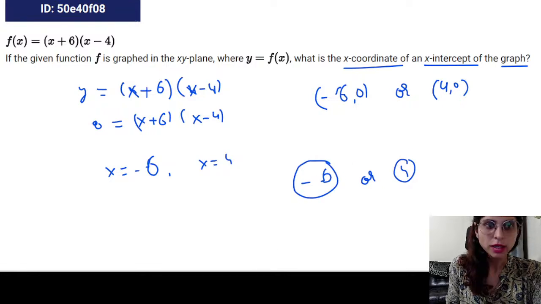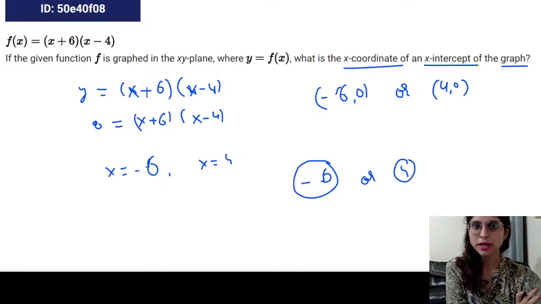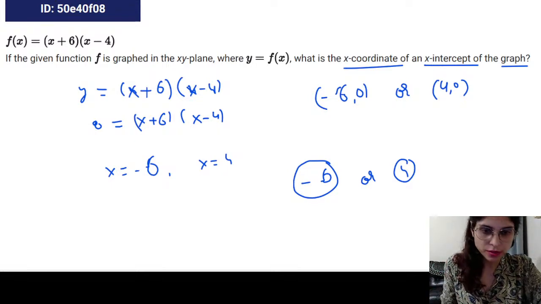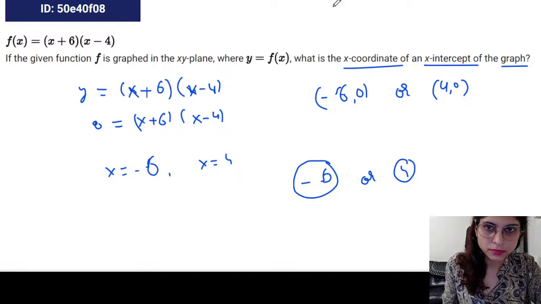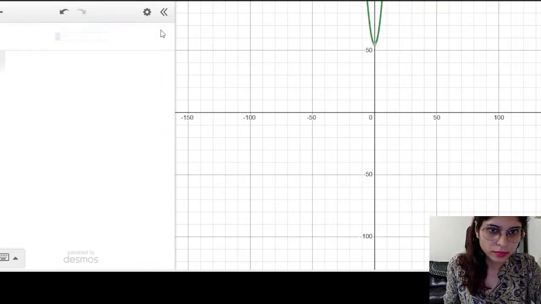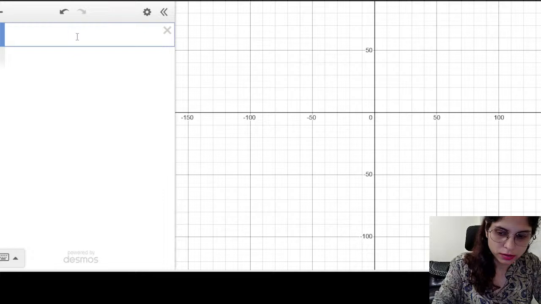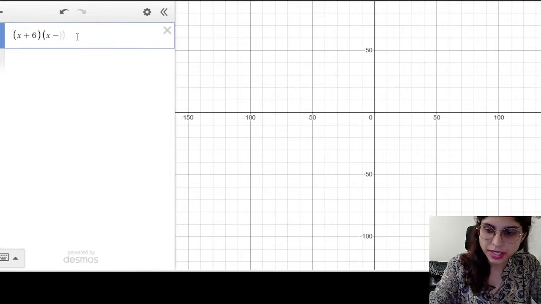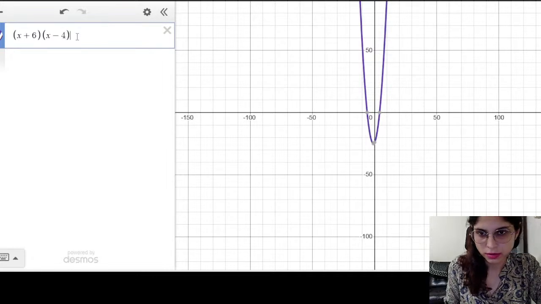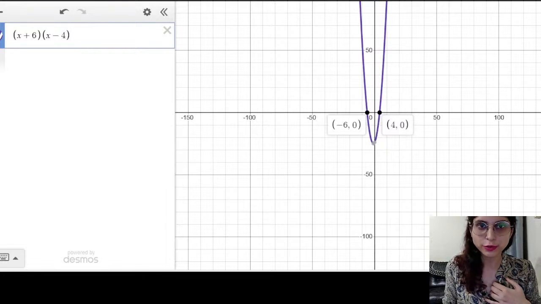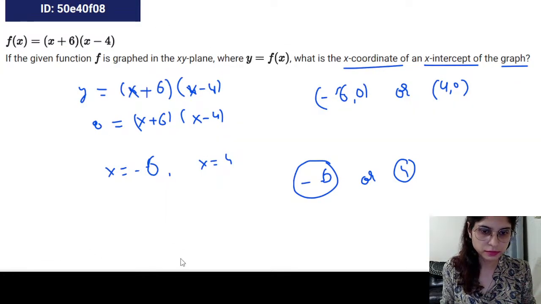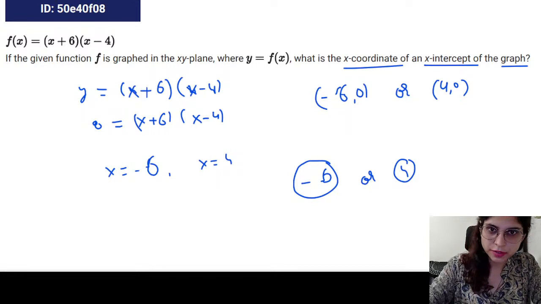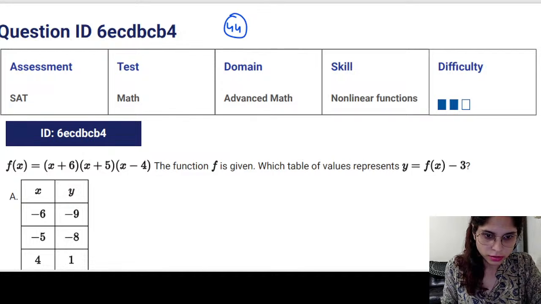Okay. If you do not know that this is factored form and you have to find the x coordinates of the x-intercept, you can also go to Desmos and you just write the equation x plus 6 times x minus 4, and you look at the x coordinates, it's negative 6 or 4. So you have got your answer negative 6 or 4 from here as well. Now the next question is 44, I'm not sure, but let me see which one is this. No, this one is polynomial.